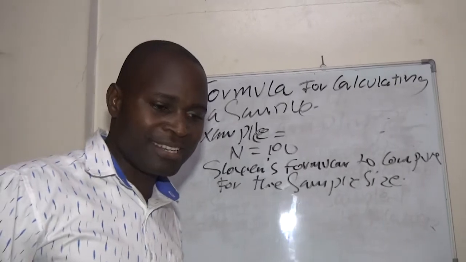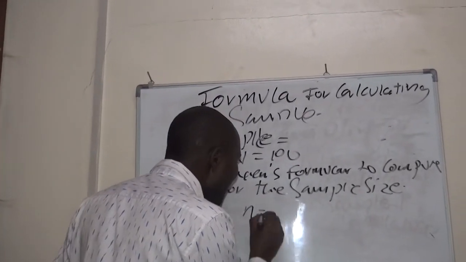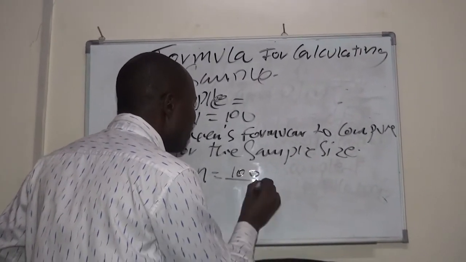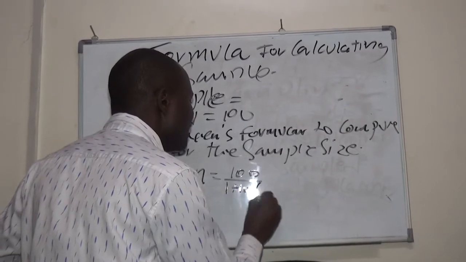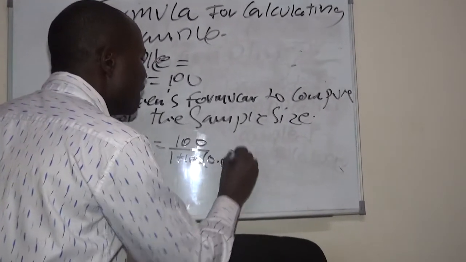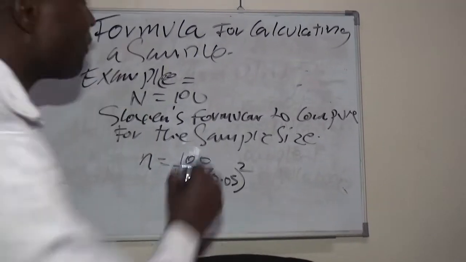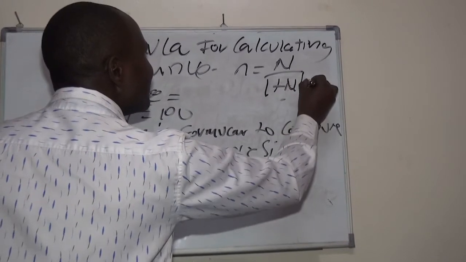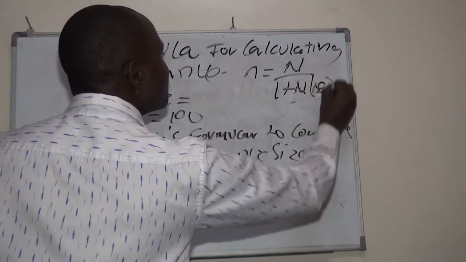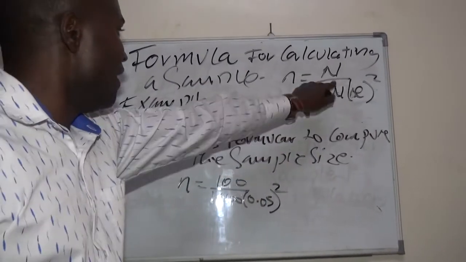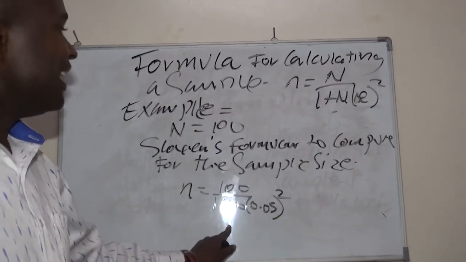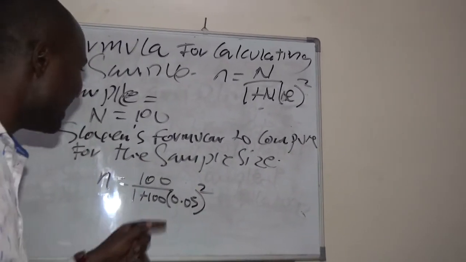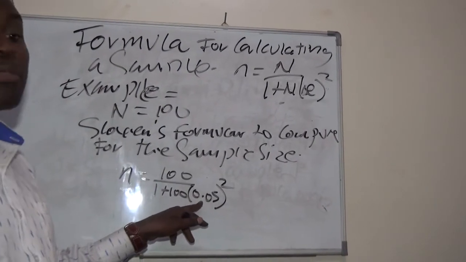Then this is how we do it. We shall say that small n, the sample that we are looking for, is equal to 100 over 1 plus 100 in bracket 0.05 squared, following Slovin's formula, that n is equal to capital N over 1 plus capital N in bracket e squared. I've replaced everything there with the figures. So this is what I'm going to compute. Then I'll get my calculator and calculate, and I know I have to begin with the bracket first.